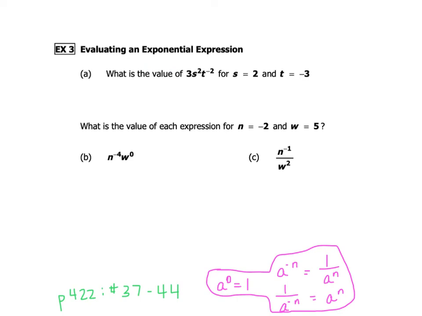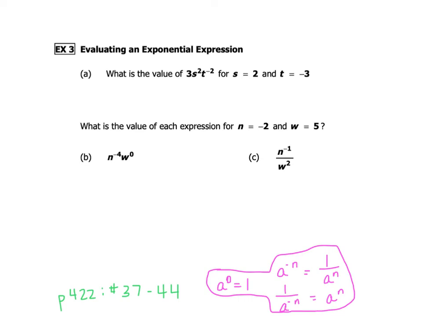This page of examples goes along with page 422, number 37 through 44. And again, I've written our rules on the bottom of the page. I think it's kind of handy for us to have those close by. And what we're going to be doing in these examples is we're going to be calculating some expression values when we're given values for the variable. So if we go to example A, I have what is the value of 3s squared t to the negative 2 power for s equals 2 and t equals negative 3.